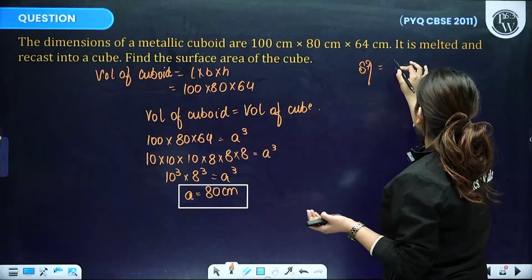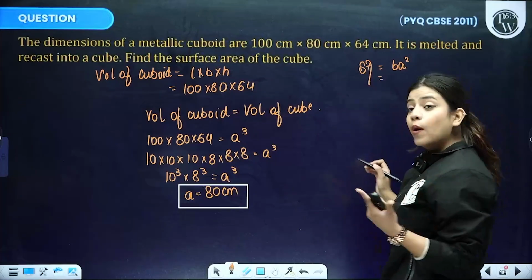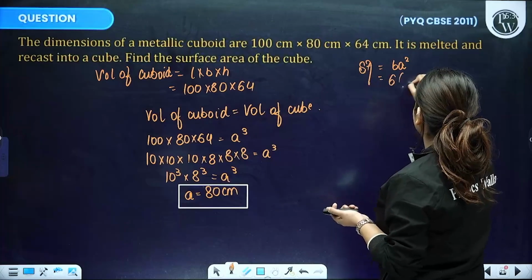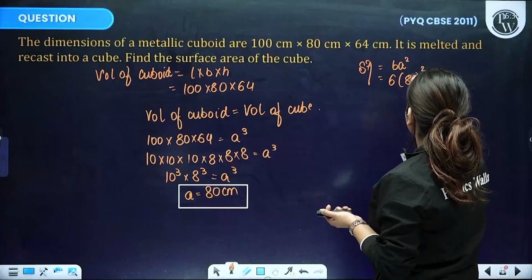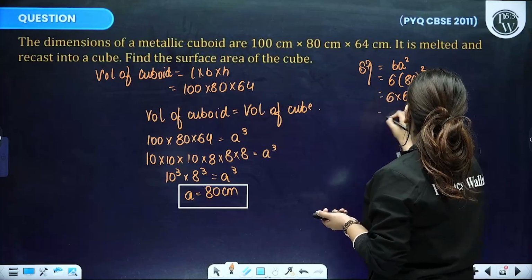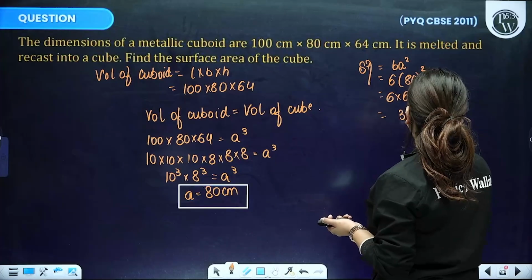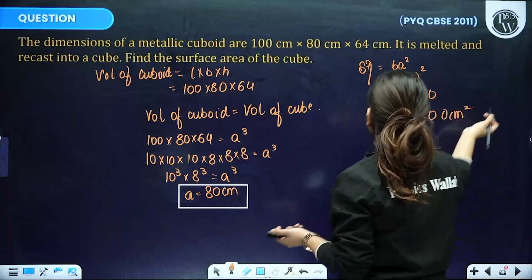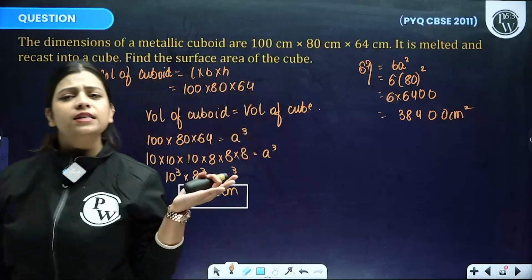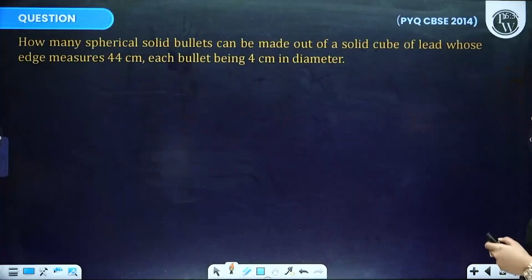So total surface area becomes what? 6a square. 6a square becomes what? 6 into 80 square. That means 6 into 6400. That means 0, 0, 6 fours are 24, 2, 36, 37, 38. 38400 centimeter square. Final answer. As simple as that. Let's move forward to the next question, people.